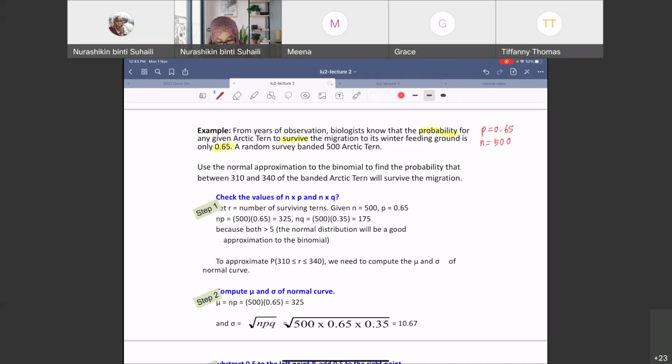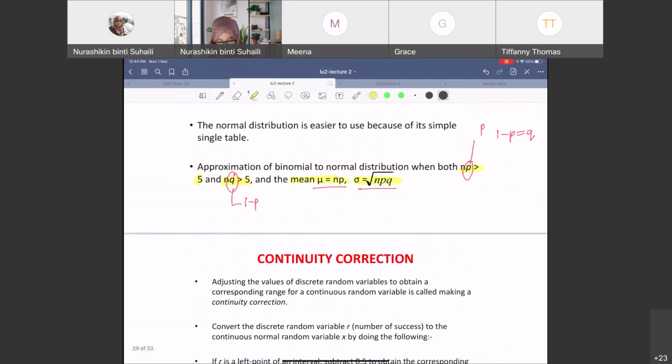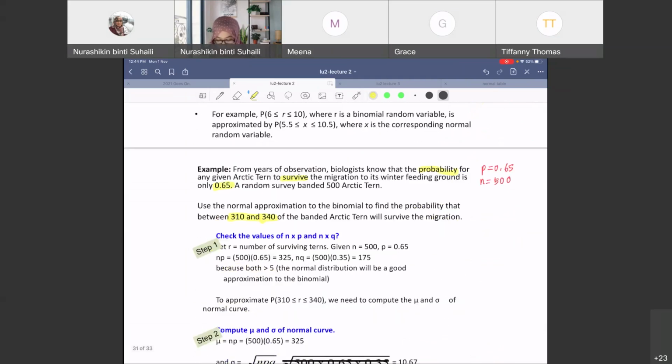Use the normal approximation to the binomial to find the probability that between 310 and 340 of the banded Arctic tern will survive the migration. So this is the X value. Now, they ask us to use normal approximation to binomial, but we have to first find out whether it meets the requirement or not, which is NP and NQ. What's the value of NP and NQ? Here, we know that P is equal to 0.65. What is Q?